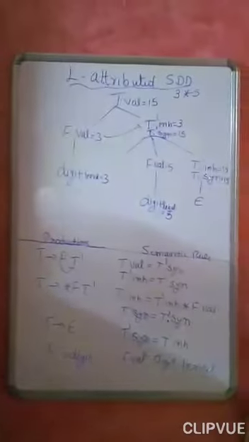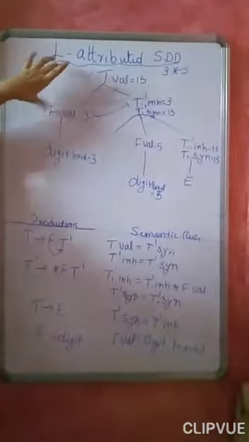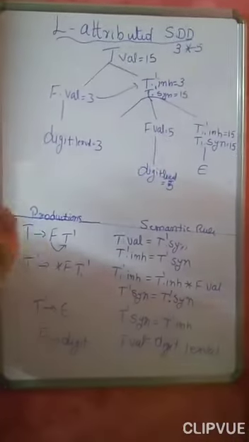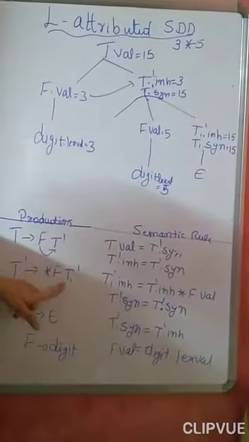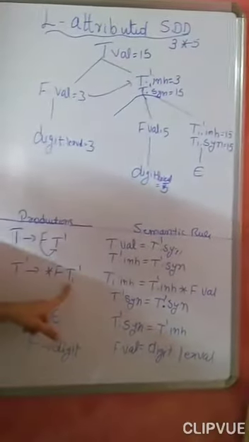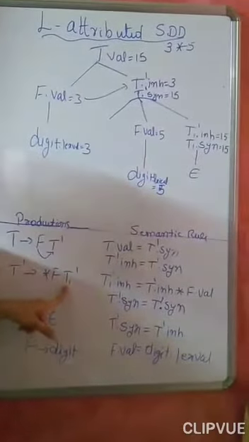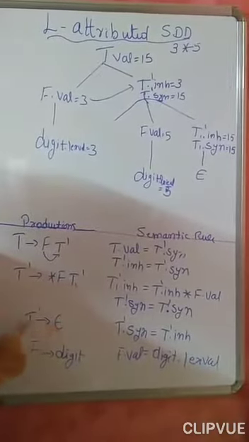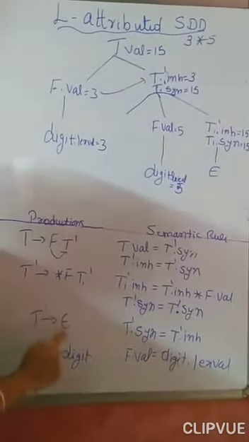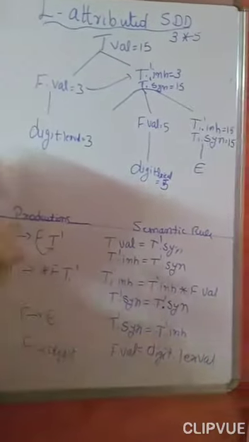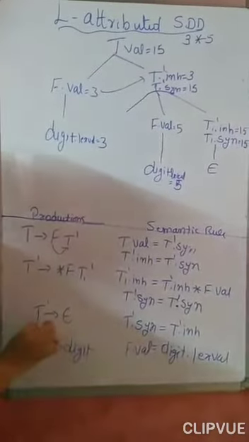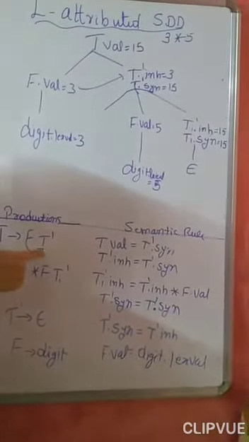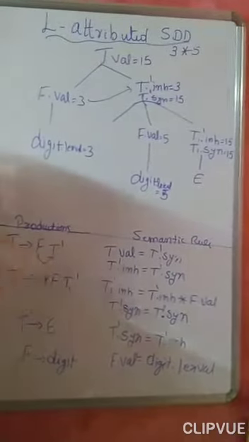One more thing here. For all T and F, there is only a synthesized attribute associated with them. T dash is the only non-terminal which has an inherited attribute and a synthesized attribute. Why does it have a synthesized attribute? Because the value depends only on its child node, therefore it is synthesized. And here it inherits the value from its sibling, so that is inherited.